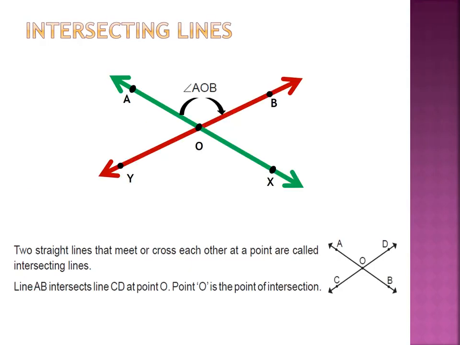In this slide, we'll learn about intersecting lines. What are intersecting lines? Two straight lines that meet or cross each other at a point are called intersecting lines. In the picture here we can see a green line OX and a red line BY. They both are intersecting at one point and they named it O. That point is called the intersecting point. Now, when two lines intersect at one point, a space is created between these two lines. That space we call an angle.